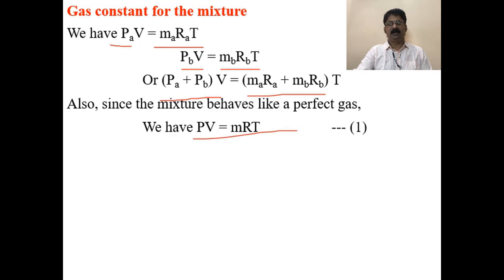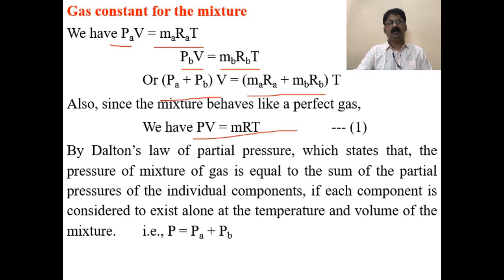Now you know Dalton's law of partial pressures, which states that the pressure of the mixture of gases is equal to the sum of the partial pressures of the individual components, if each component is considered to exist alone at the temperature and volume of the mixture. That is why no suffix is taken for temperature and volume. You can see in the first two expressions, there is no suffix for the constituent gases also. So it is also assumed to exist at the mixture volume and at the mixture temperature.